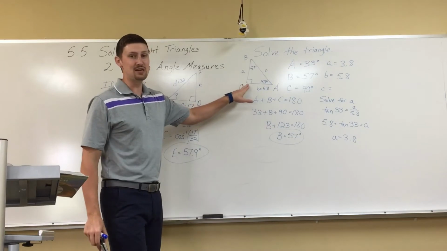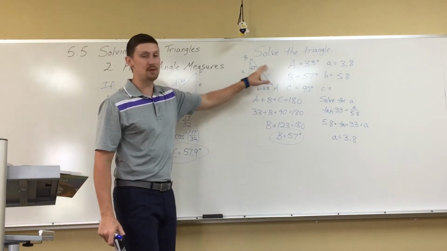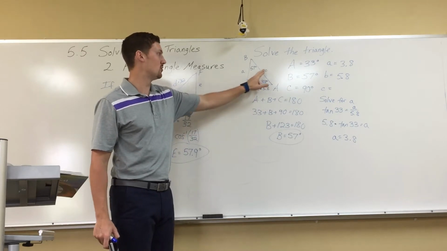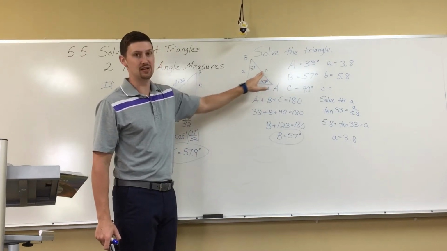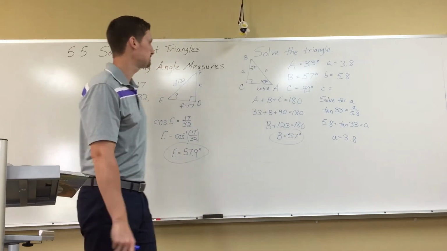Why can't we use C? Why can't we take sine of C? Well, think about it. Sine of C is opposite over hypotenuse. Opposite over hypotenuse, can't do it. Remember, you can't use a trig function with the right angle. It has to be a different angle.